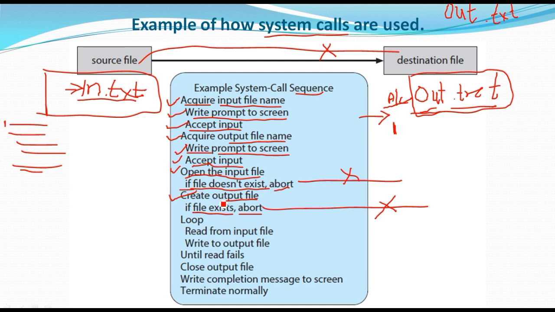Now assume that the file exists. No, out.txt was not created by any user in the system. So the first time we are creating it, assume that. Okay, so then we will move to the next statement. So the condition has failed. Fail means we don't execute it, we won't abort it. Okay, we will move to the loop. The next statement is the loop.